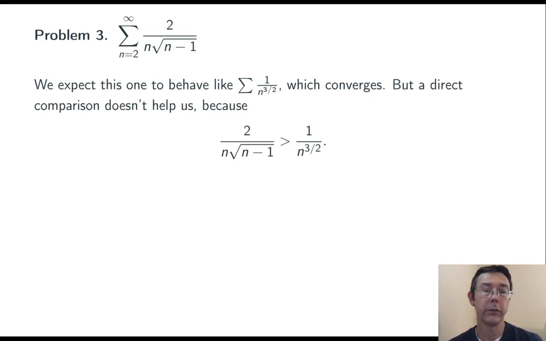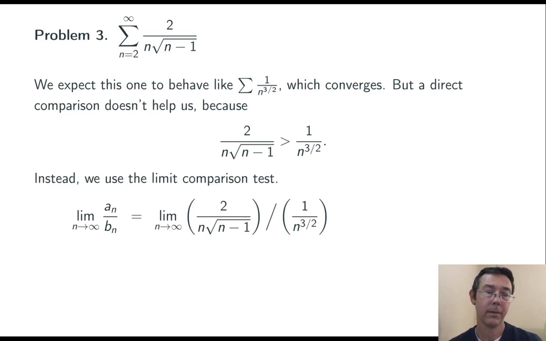A direct comparison doesn't help us, because the -1 in the denominator actually makes the whole fraction larger. And having a series that is greater than a convergent series tells us nothing. Instead, we want to use a limit comparison test. Let's do a limit comparison test for our series, which has general term 2 over n square root n minus 1, with this convergent p series we've just been talking about, 1 over n to the 3/2.